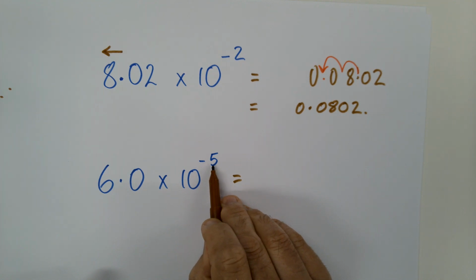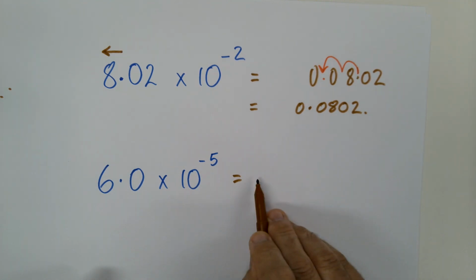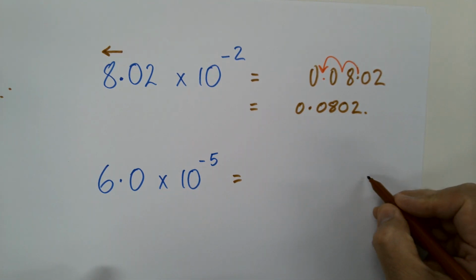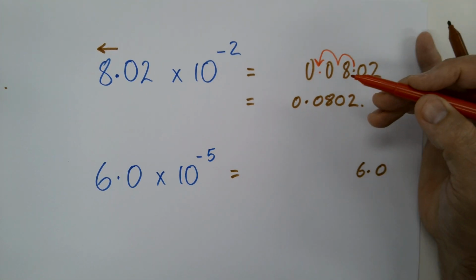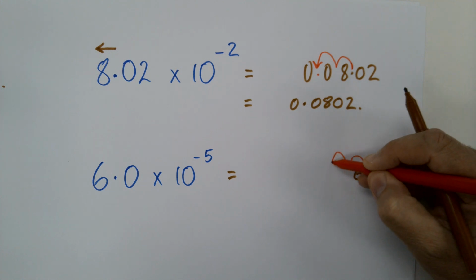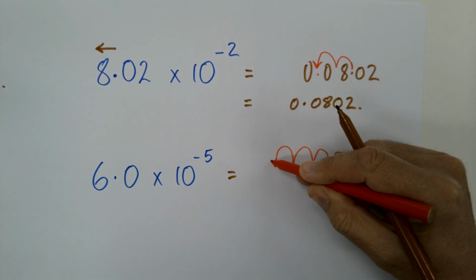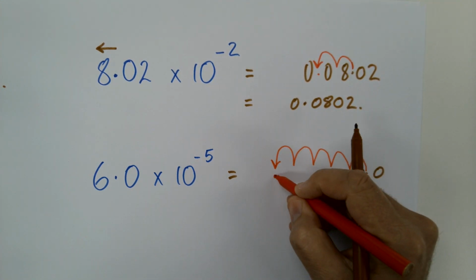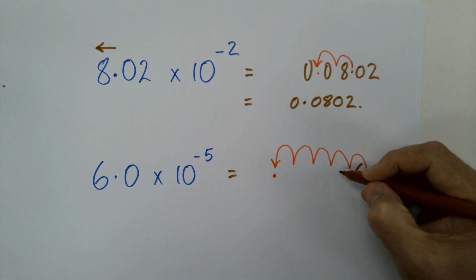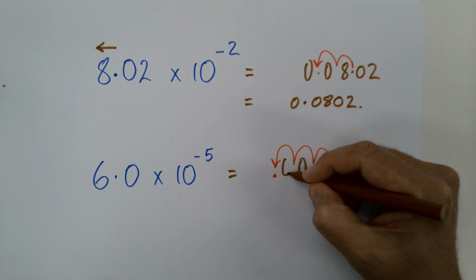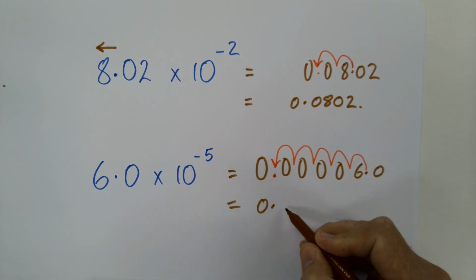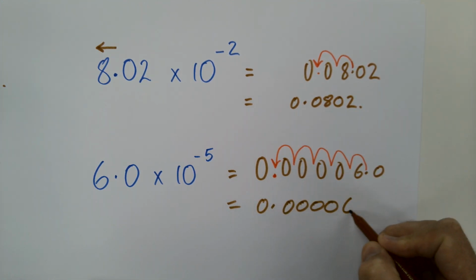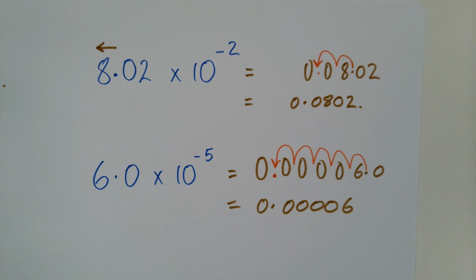I'm going to count 5 spaces, so I definitely need to leave myself some space at the front here. I'm going to write 6.0 over here, and I'm going to jump 5: 1, 2, 3, 4, 5. That's where my decimal place ends up. Fill in the gaps. So that's 0, then I've got 4 zeros, 1, 2, 3, 4, then 6. Okay, that's how it's done.